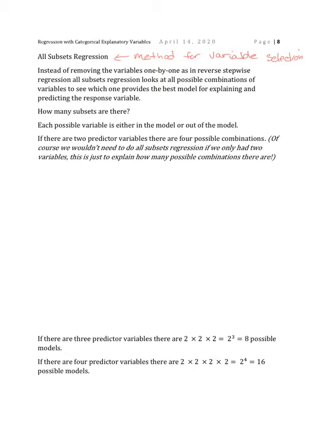it's going to look at all possible combinations of variables to see which one provides the best model for explaining and predicting the response. So how many subsets are there? Each possible variable is either in the model or out of the model. Now, if there are only 2 predictor variables, there would be 4 possible combinations, because variable 1 would be either in or out, and variable 2 would be either in or out.